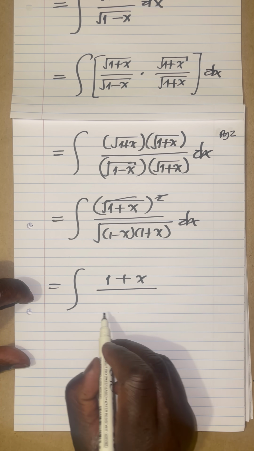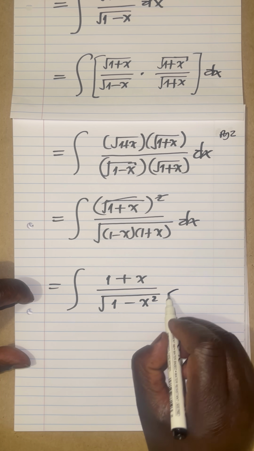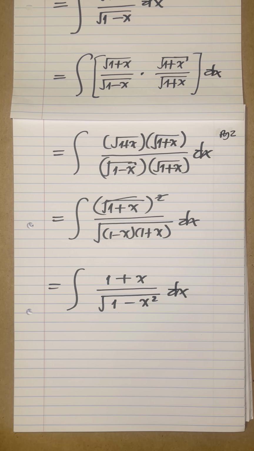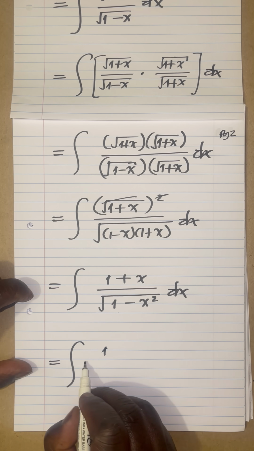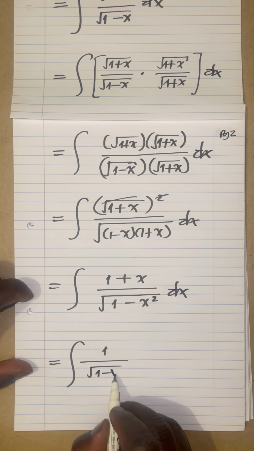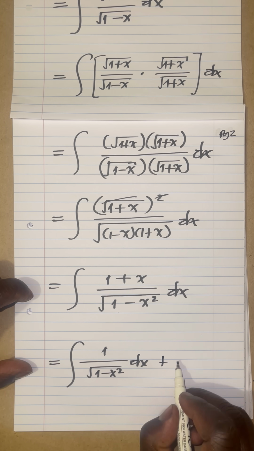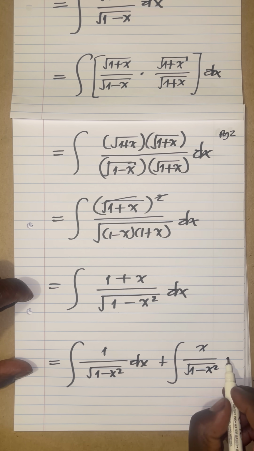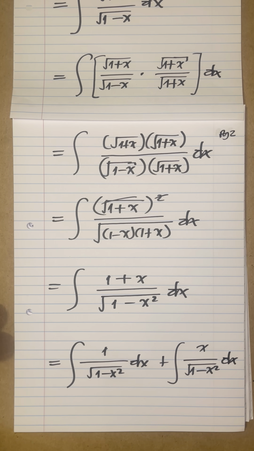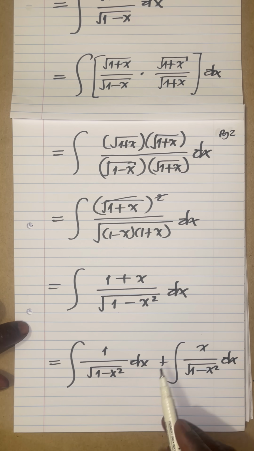In the denominator, we have the square root of, check the difference of two squares there, 1 minus x squared, and then we have dx. At this stage, I'm going to use what we call term-wise division. So this is going to be equal to the integral of 1 all over the square root of 1 minus x squared dx, plus the integral of x all over the square root of 1 minus x squared dx. Right, term-wise division: we divide this into 1 and into x, and obviously there's a plus sign there, and we distribute dx and the integral sign as follows.